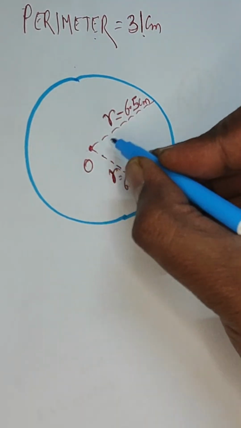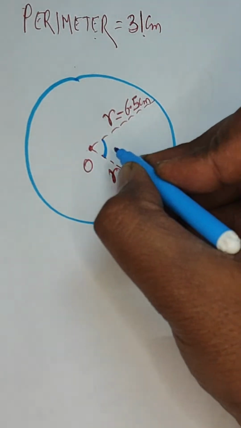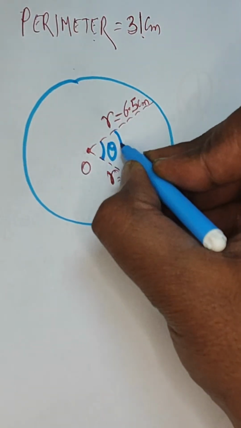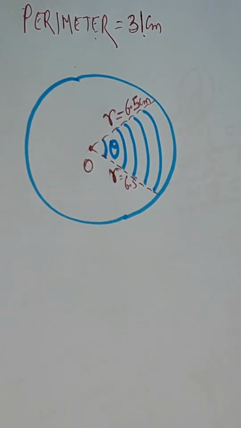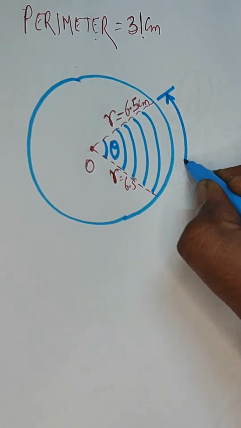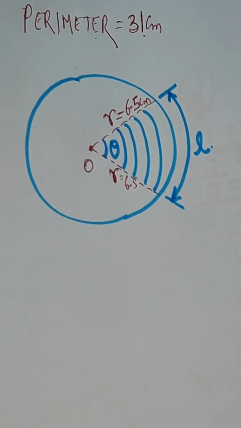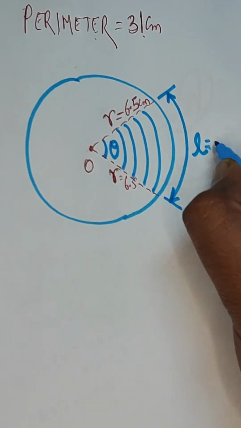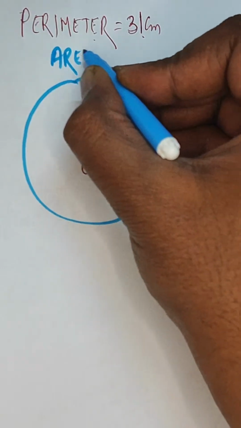Now, my dear friends, the perimeter is the length of the outer border of any geometrical figure, right? So let us assume that this angle is theta, which is not known to you, then we need to find the area of this sector. Let us assume the length of the arc of this sector is L. This is the arc. So my dear friends, we need to find the area of the sector.